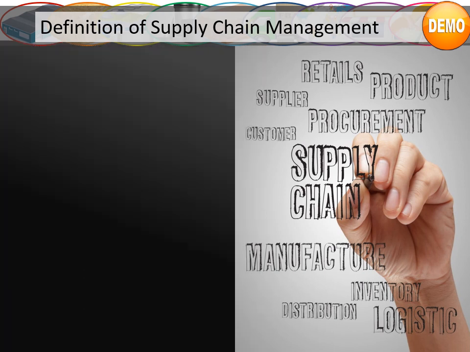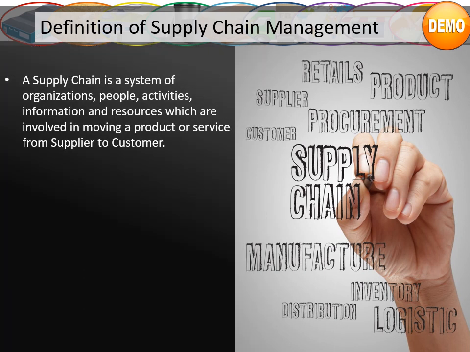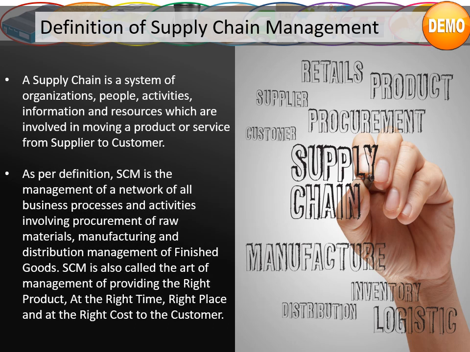Definition of supply chain management. A supply chain is a system of organizations, people, activities, information, and resources which are involved in moving a product or service from supplier to customer. As per definition, SCM is the management of a network of all business processes and activities involving procurement of raw materials, manufacturing and distribution management of finished goods. SCM is also called the art of management of providing the right product at the right time, right place, and at the right cost to the customer.